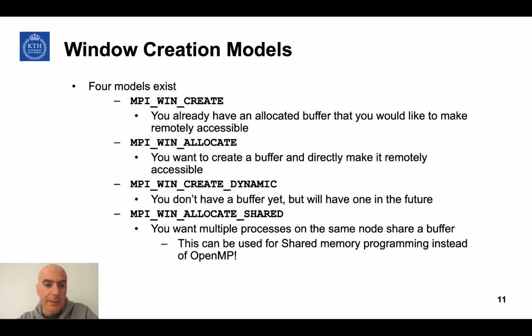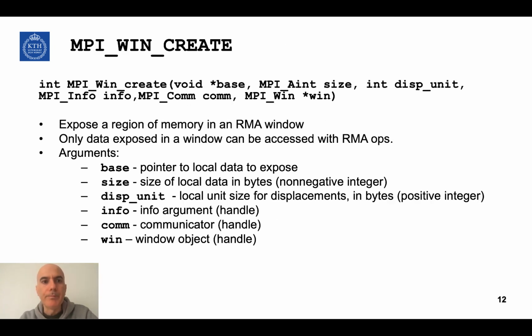And then there are two other window creation models. One is MPI_Win_create_dynamic, which means that we don't have the buffer yet, but we will have one in the future. Also, we have MPI_Win_allocate_shared, if we want multiple processes on the same node to share a buffer. This can, for instance, be used for a shared memory program instead of OpenMP.